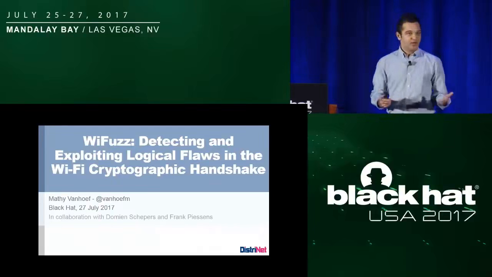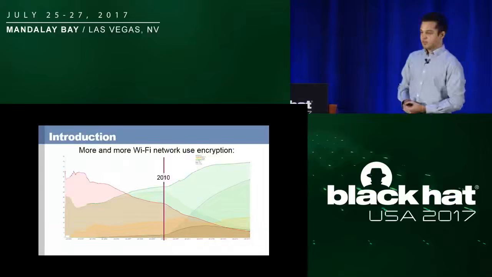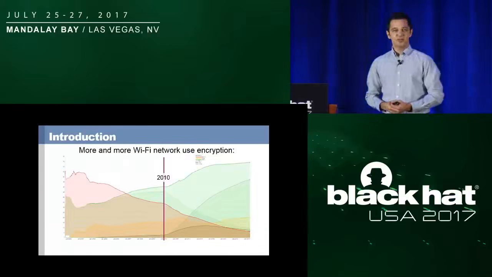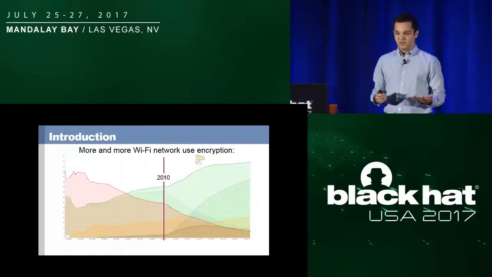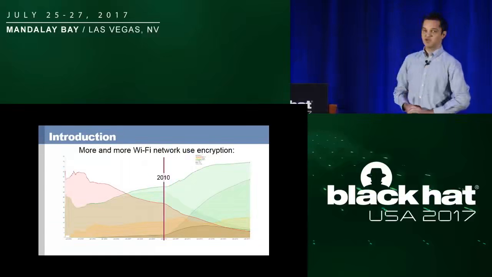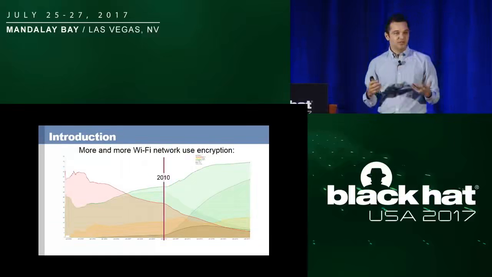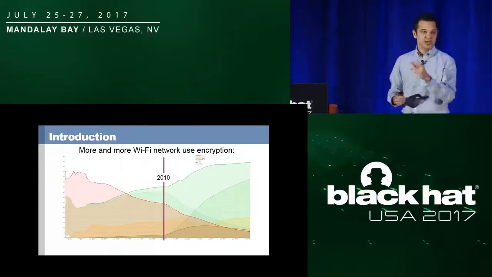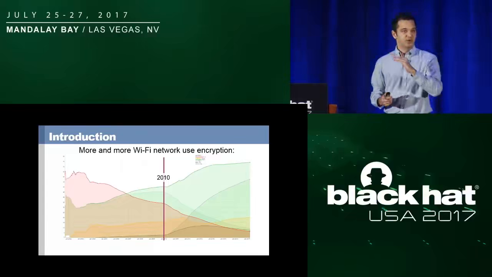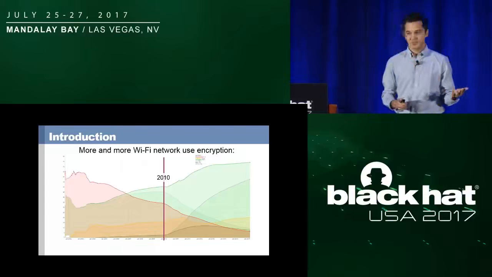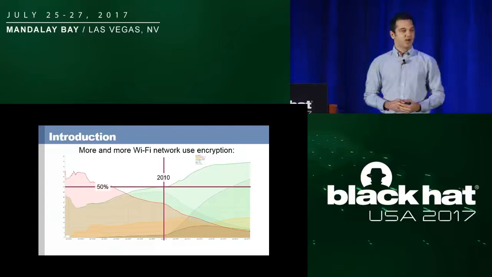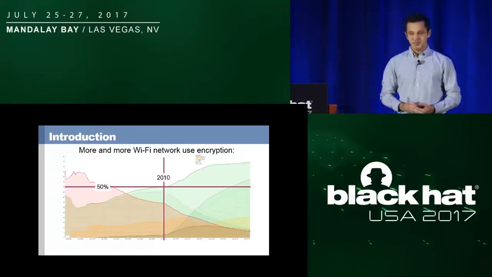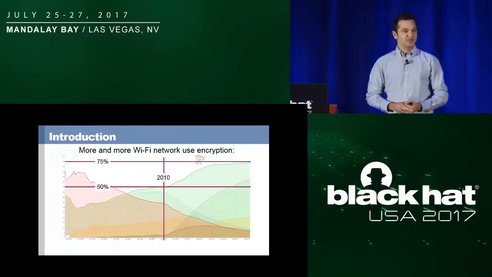So first, a quick background. We see that lately more and more Wi-Fi networks are employing encryption. For example, in the graph here, you can see that in 2010, nearly half of all networks were using wireless encryption. You can see the green line at the top, that's the amount of networks that employ some form of encryption. If we then look at the beginning of this year, we can see that around 75% of all wireless networks were using some form of encryption.